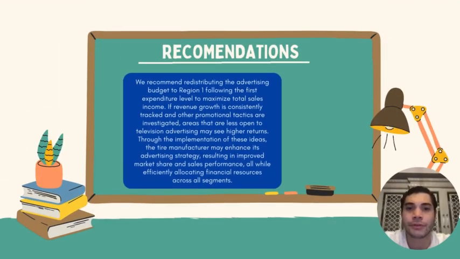We recommend redistributing the advertising budget to Region 1, following the first expenditure level to maximize total sales income. If revenue growth is consistently tracked and other promotional tactics are investigated, areas that are less open to television advertising may see higher returns. Through the implementation of these ideas, the tire manufacturer may enhance its advertising strategy, resulting in improved market share and sales performance, all while efficiently allocating financial resources across all segments.